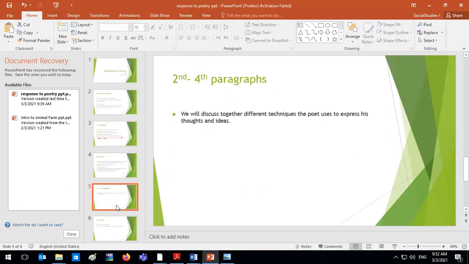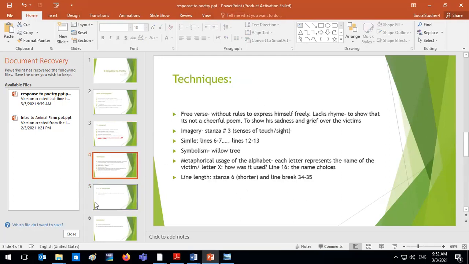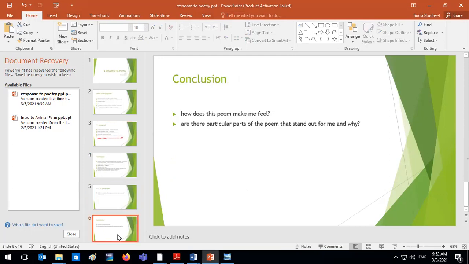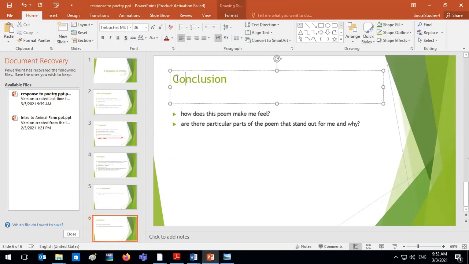So here, these are the techniques we mentioned. In the second paragraph, as I discussed a few different techniques, you're going to use each paragraph to discuss a technique. And then finally, the conclusion is your fifth paragraph. Here you're going to talk about how the poem makes you feel personally, as Ibrahim. How does the poem make you feel?